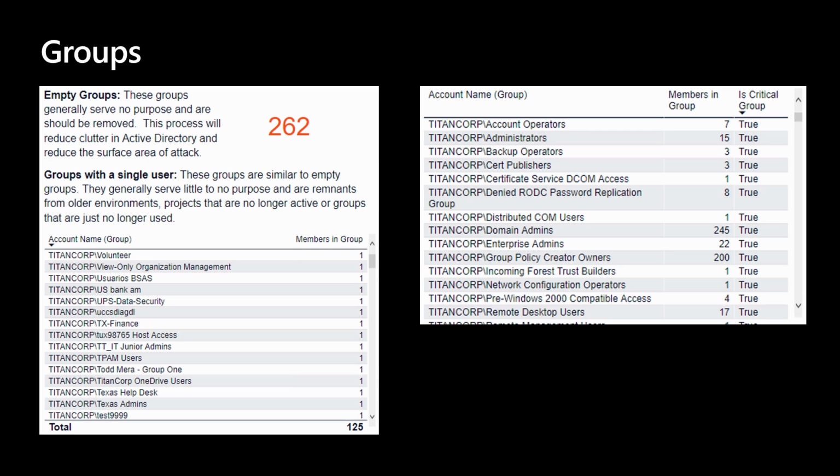The other thing we find are that users are often in groups they don't need to be in. So for example, account operators or administrators or domain admins, Microsoft recommends that these remain empty. They should not contain user accounts. They should only be used when there's either a build or disaster recovery type situation. So looking at these groups, understanding if the users really need to be part of those groups. If they don't, remove them. If they do need to be there, okay, fine, keep them there.